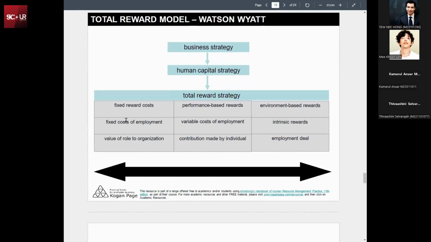Okay, they can choose. If they have fixed reward cost, they must have fixed cost of employment and value of the role of the organization. This is more towards government serving, the government industry. Then some performance-based reward, the value variable cost of employment, the contribution made by individuals. Or we want to use environmental-based reward, or implicit reward, and get the employment deal depending on the position and job and nature of the job itself.